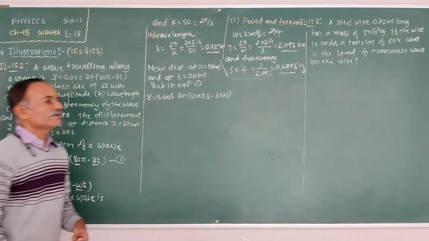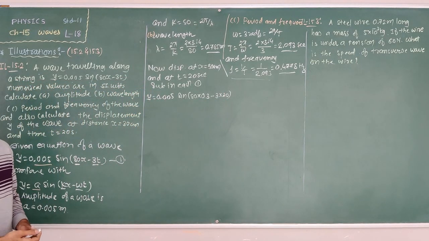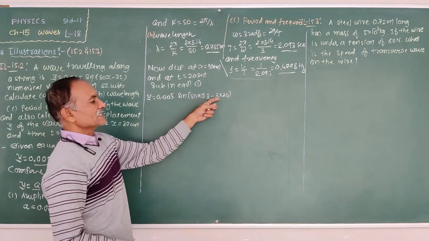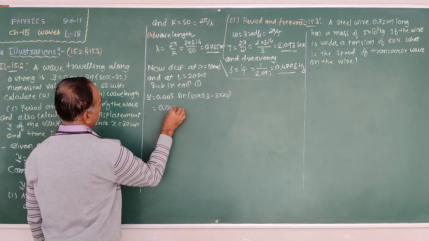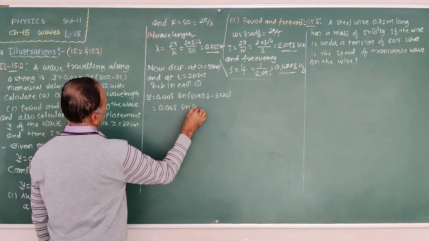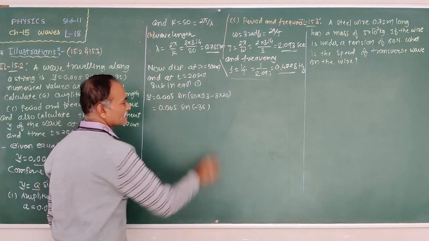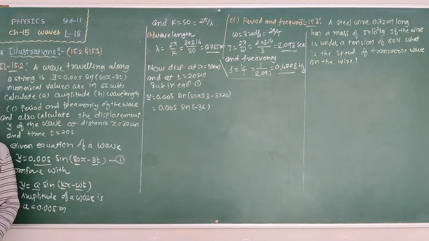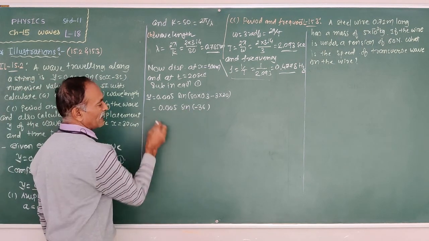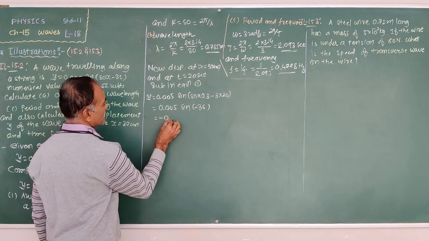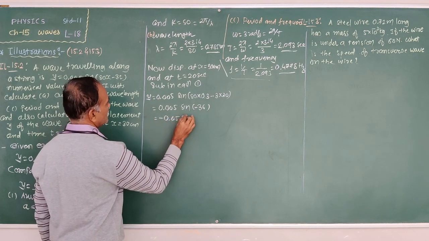3 into 20, right? Therefore, the simplification of this is minus 30. So y is equal to 0.005 sin minus 36. Sin minus theta is minus sin theta. Therefore, minus 0.005 sin 36.